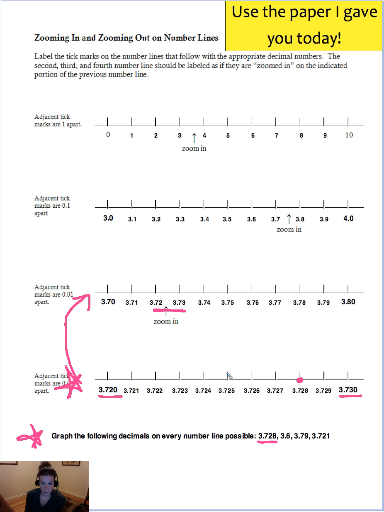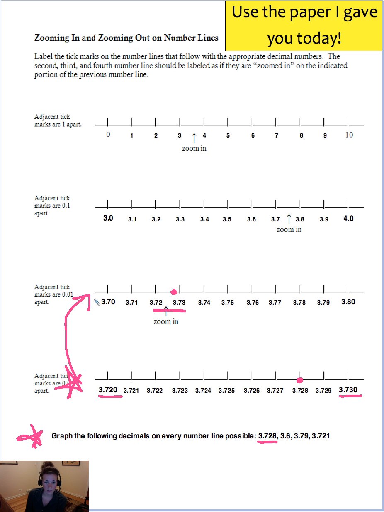So I notice it's not halfway. It's closer to 3.7. Okay, so if I'm looking halfway at 3.725, I can see that it will be a little bit closer to 3.73. So I want to go right about here to plot that point.